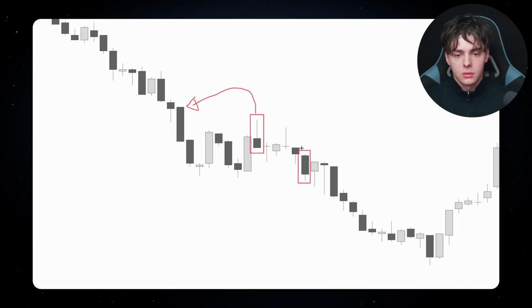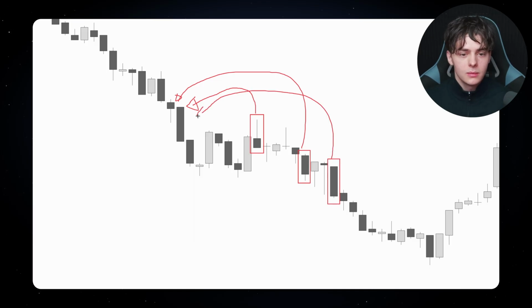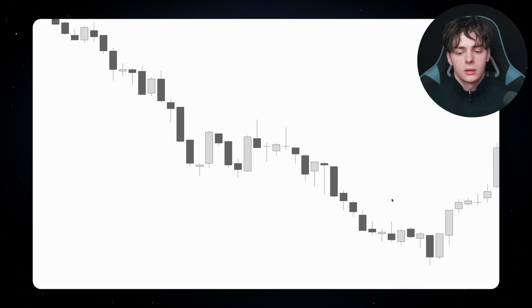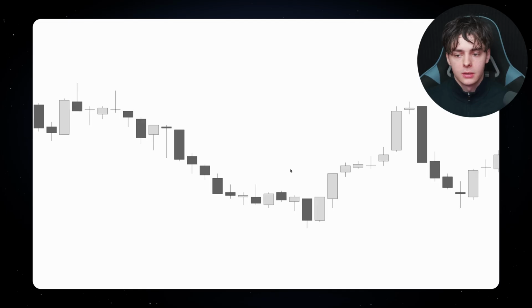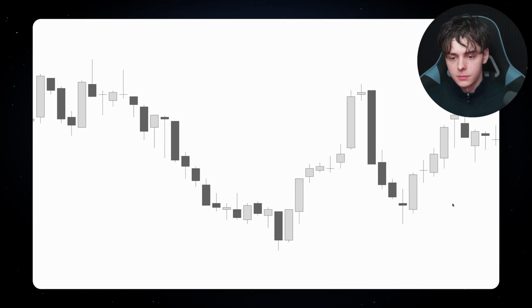No. Compare it to this one. Is it bigger than this one? No. Is it bigger than this one? Maybe, maybe not, but not significantly bigger. So that's why we're also not going to be counting it. And then you just keep on doing this for every single bearish candle that is going to be appearing in a price action when you want to trade lower, of course. The vice versa for the opposite direction.